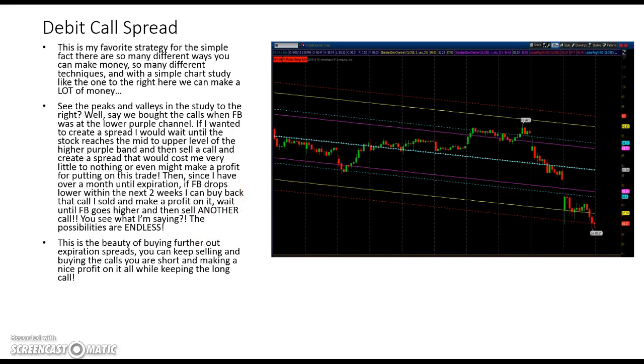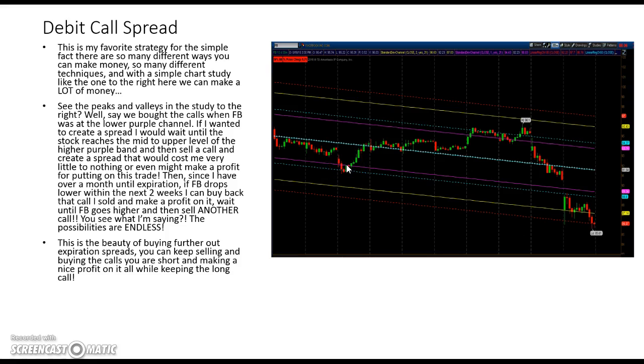This is my favorite strategy for the simple fact that there are so many different ways you can make money, so many different techniques, and with a simple chart study like the one on the right here, we can make a lot of money. All right, let me show you this. See the peaks and valleys in the study to the right? Well, say we buy the Facebook calls right when it was at the lower of the purple channel here. If I waited to create a spread, I would wait until the stock reaches the middle to upper level of the higher purple band. So we buy the calls here, and then I sell the calls once they come up here.